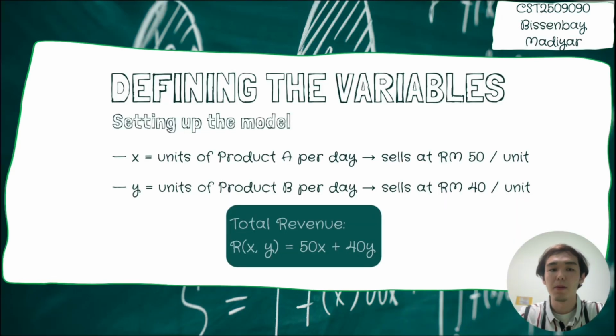Thank you, Aaron. My name is Madhyar, and I will walk you through how we build the mathematical model. We define two decision variables here. X represents the number of units of product A produced per day, and Y represents the number of units of product B produced per day. Here in our sample, product A sells at 50 ringgits per unit and product B sells at 40 ringgits per unit. So our total daily revenue is simply R(x, y) = 50x + 40y. This is a linear revenue function, straightforward so far.